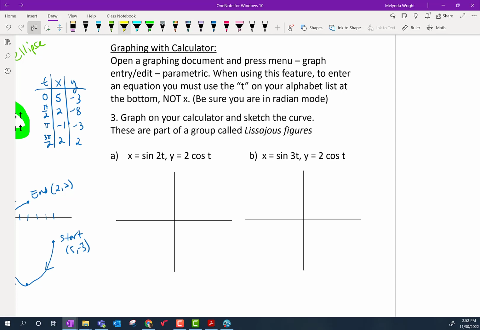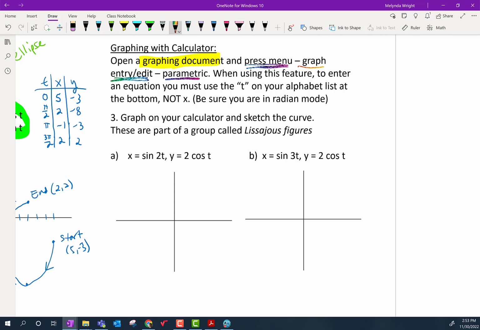So we need to be in a graphing document. When we're in the graphing document, we need to press the menu. From menu, we need to go to graph entry, edit, and then to parametric. When we're using this feature, this is very important, ladies. I want to point 2 things out to you. I did in the previous class, and I still have some students get mixed up, so please listen. There are 2 things that are important.